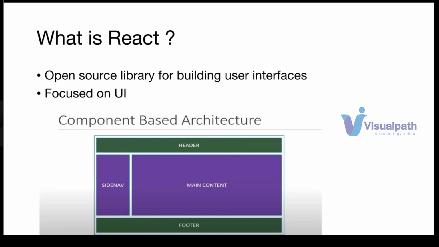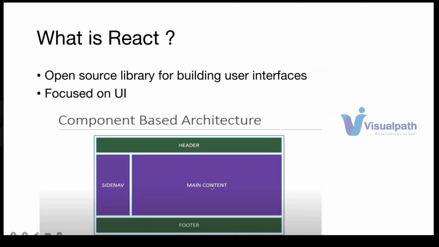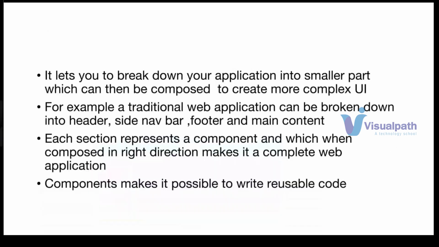So it lets you break down your application into smaller parts, and they can be composed to create a more complex UI. If you see in the previous slide, I am breaking this. I can again break this main content into smaller components, and compose all these components to create my bigger UI picture. So each section represents a component. Components make it possible to write reusable code. That's what this slide talks about, what I was explaining in the earlier diagram.